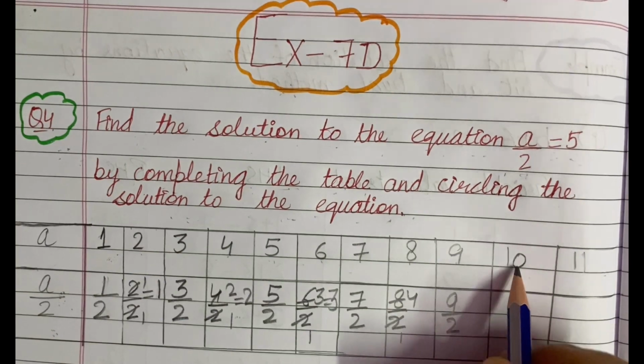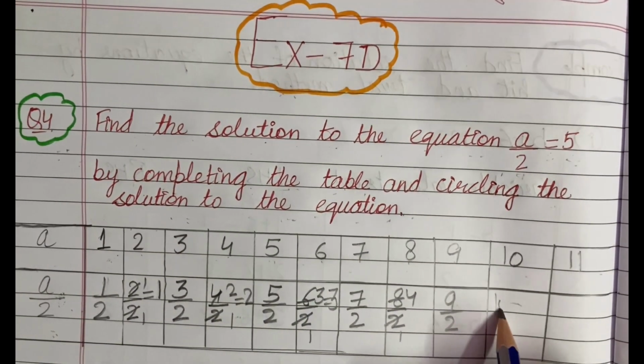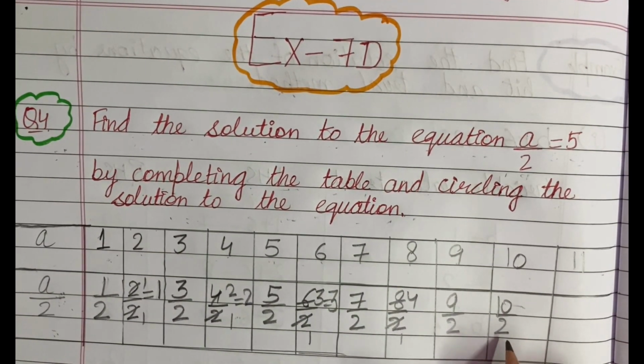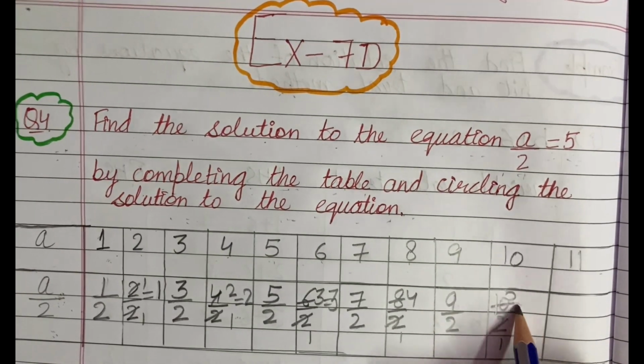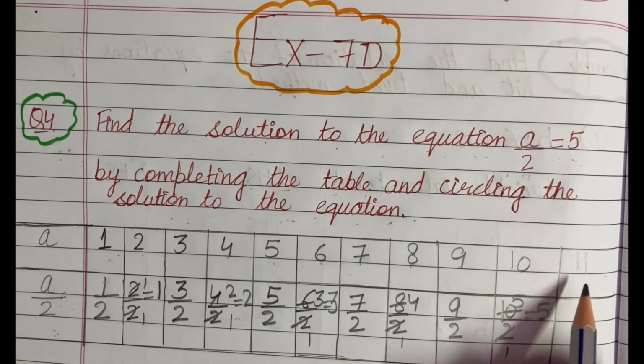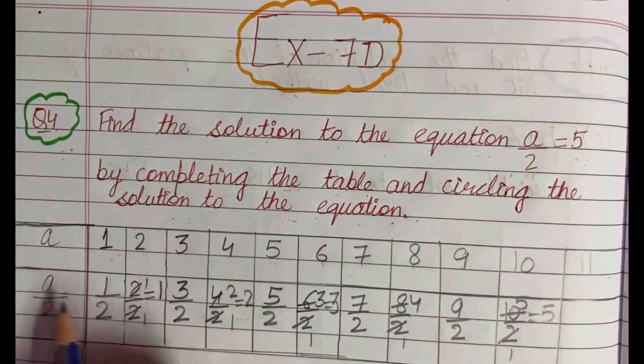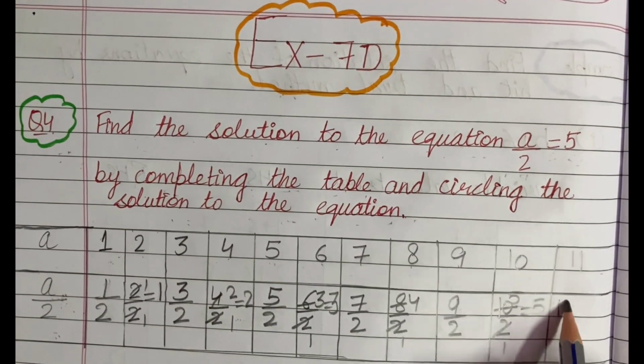On putting 10 in place of this a, you will be having 10 by 2, and we can divide them. 2 ones are 2, 2 fives are 10. So 5 will be written here. And on putting 11 in place of this a, you will be having 11 by 2.